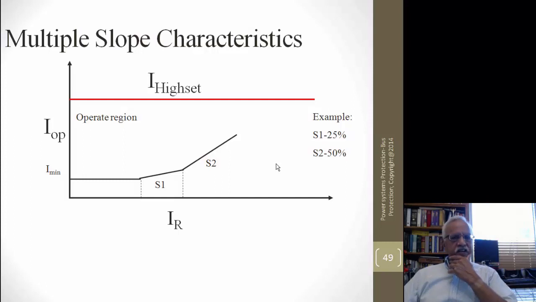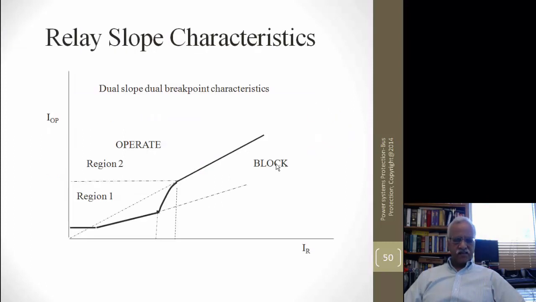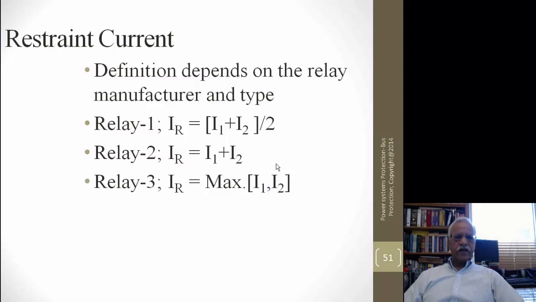When do we need this kind of characteristic? If the current is extremely high, the inaccuracy of the CT also increases with the increase in the current. So here at low currents you have a lower slope, at higher currents you have a higher slope to account for higher inaccuracies. Another manufacturer gives you different types. The advantage of the microprocessor based relay is that you can shape the characteristic to whatever you think would suit and you would provide. Okay.